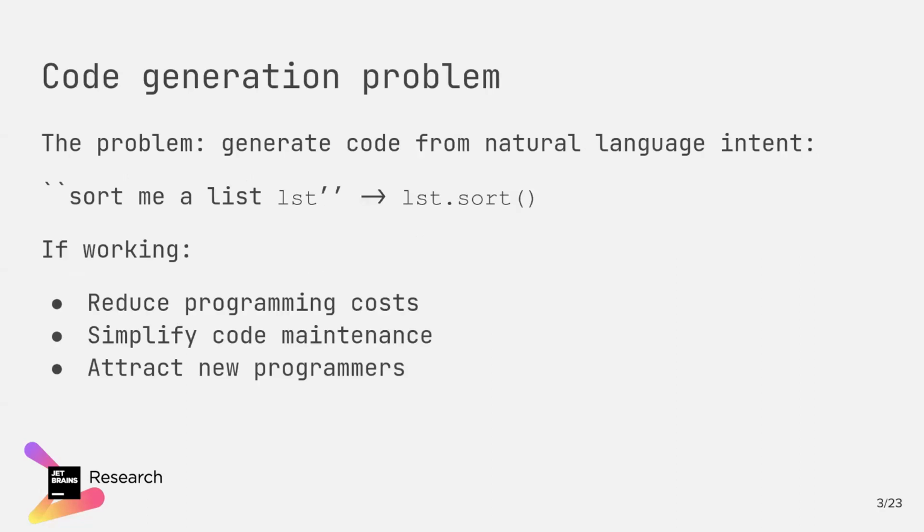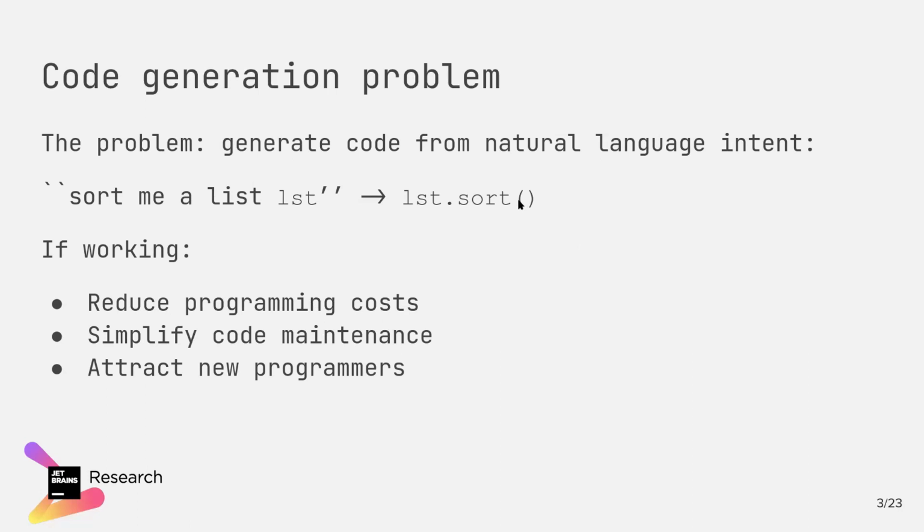So let me start with introducing the problem. The code generation problem is a problem of generating programming code from the natural language intent. And its significance has been understood at least 35 years ago by Balzer. The simplest example that I can think of is like the user writes, sort me a list called lst, and then the program yields lst.sort in Python.